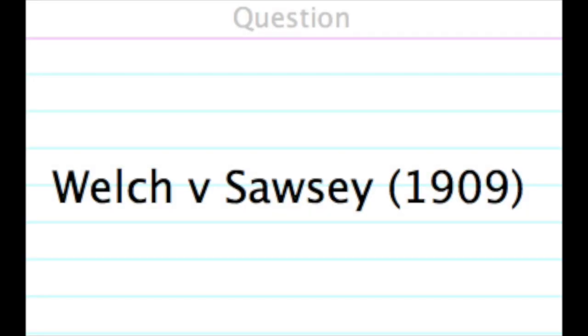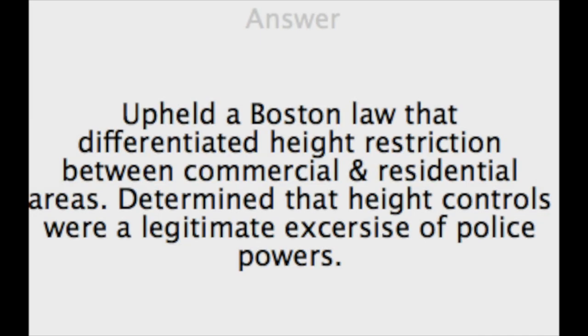One year later, Welch versus Swasey, 1909. This case upheld a Boston law that differentiated height restrictions between commercial and residential areas. Common for us now, but at the time it was a Supreme Court case. This was also a challenge to the Act of 1904, limiting the heights of buildings in certain quarters of a city, and the overall ruling was that this act and those restrictions do not violate the Constitution of the United States.